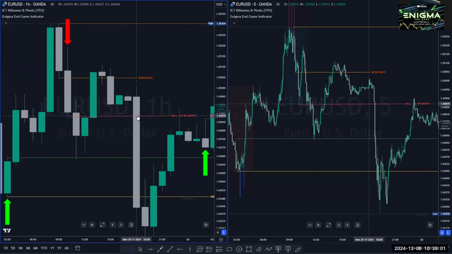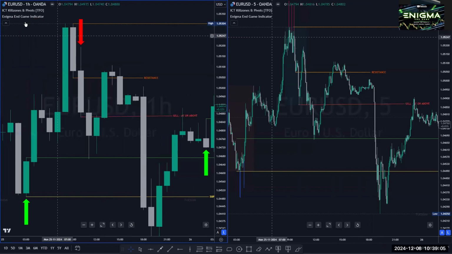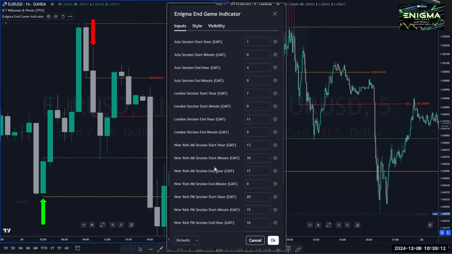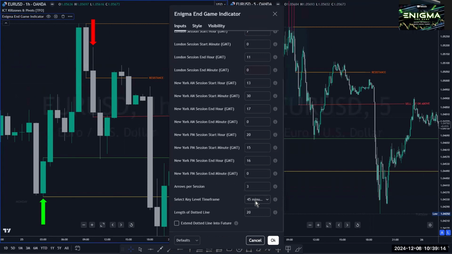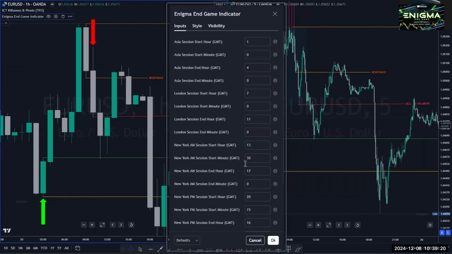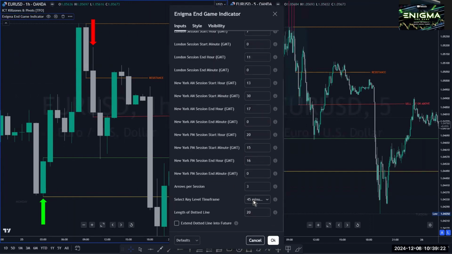Or impulse entry, like Roger Banks had to say, right? So now with Enigma Endgame Indicator, you can choose whatever settings you want the Enigma endgame to identify those levels. So on this left screen right here, on the 1 hour chart, it's identifying these hidden levels of support and resistance based on the 45-minute time frame.